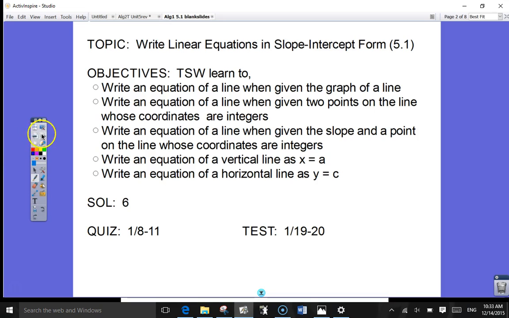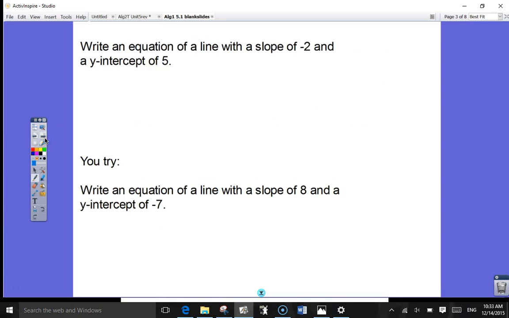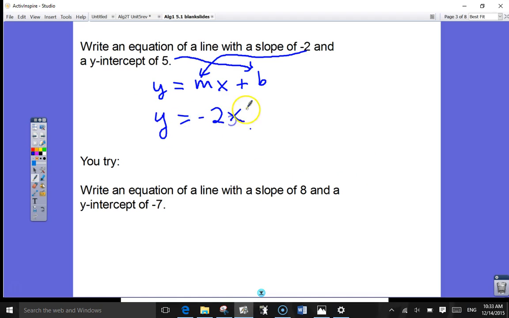So let's go to, I think there's 4 examples, and I'm going to be doing what's at the top, and you could do the one that's on the bottom. Write an equation of a line with a slope of -2 and a y-intercept of 5. We know that slope-intercept form is y equals mx plus b. So where am I going to put the 5? 5 goes here, and the -2 goes here. So y equals -2x plus 5. So you go ahead and do the one at the bottom.